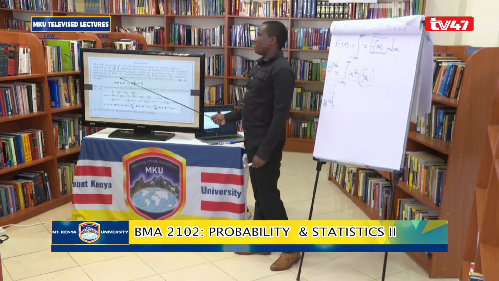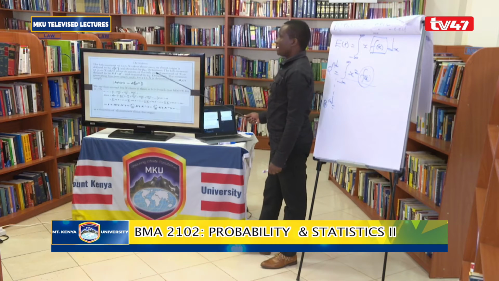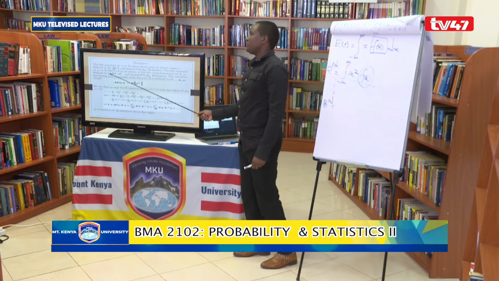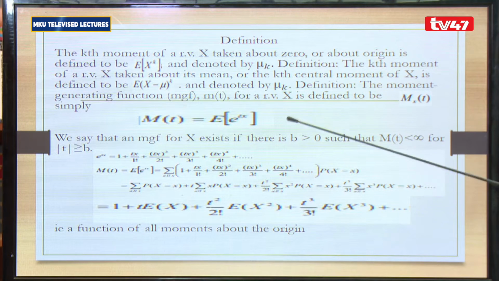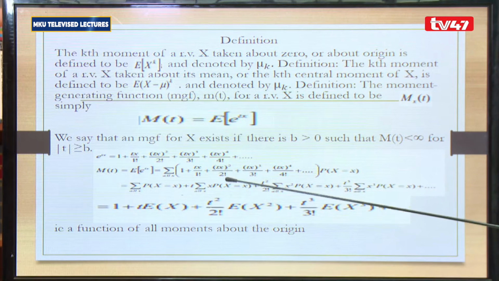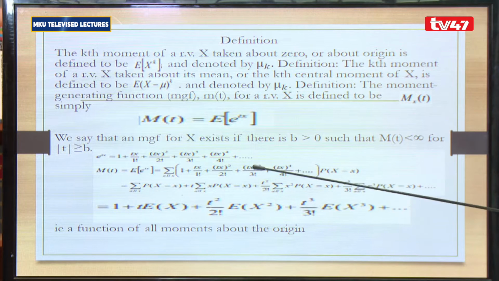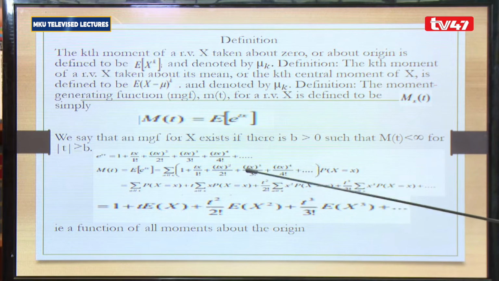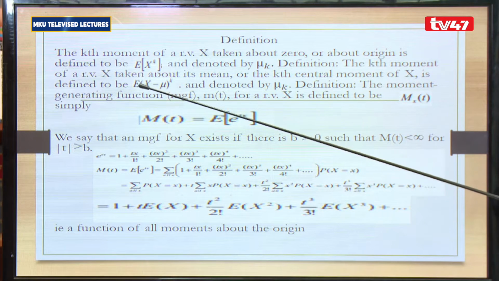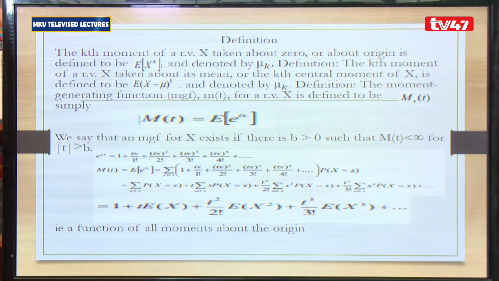So the kth moment of a random variable x taken about 0, or about the origin, is abbreviated by expected of x raised to power k, like x raised to power 2 for the second moment, the first moment, and so on. Now, the kth moment of a random variable taken about the mean, because you can consider moments starting from the mean, we have moments from point 0, and we can consider the mean as our point, then we get moments from that point. It is abbreviated by expected of x minus the mean raised to power k, and this one is denoted by mu subscript k.